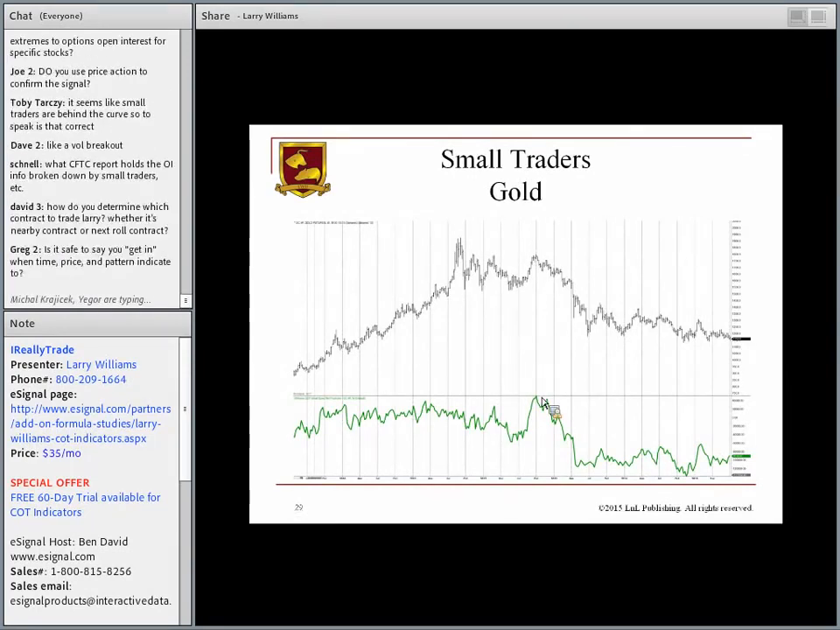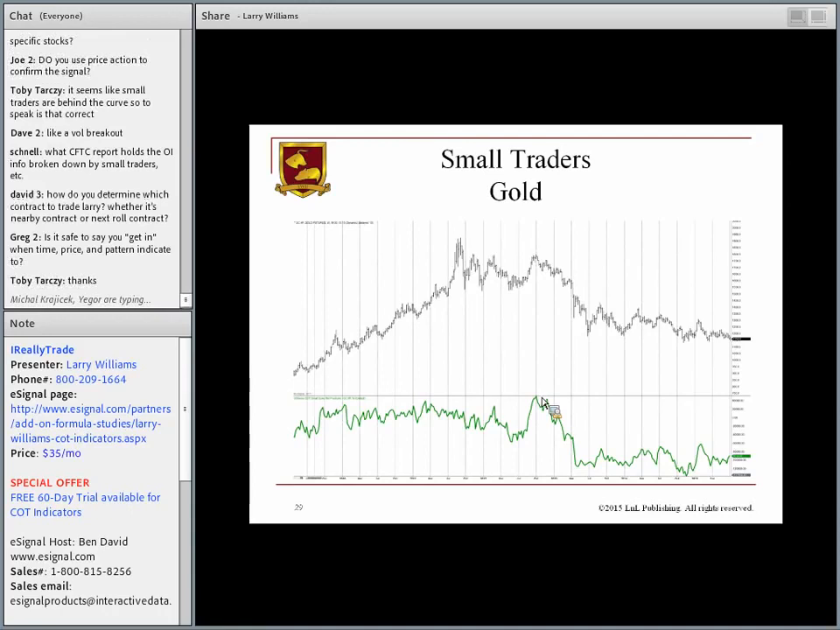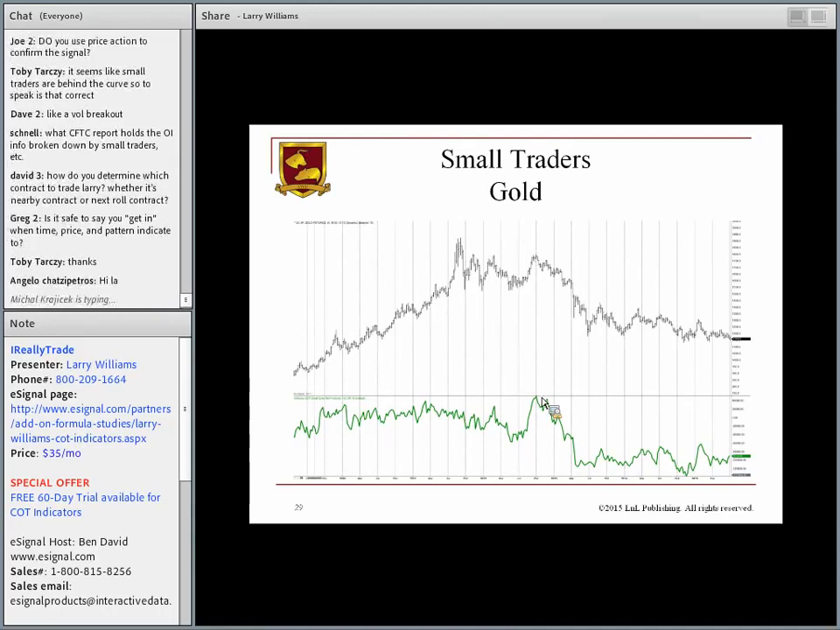How do I determine which contract to trade? I always trade the nearby contract, the one with the largest open interest in it, because in my case, I trade it in size. I can get in and out of those a lot easier. So I want to be where there's liquidity in the marketplace.